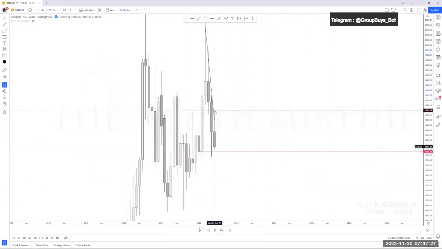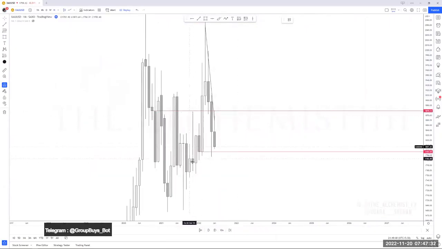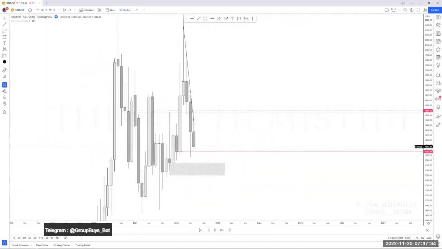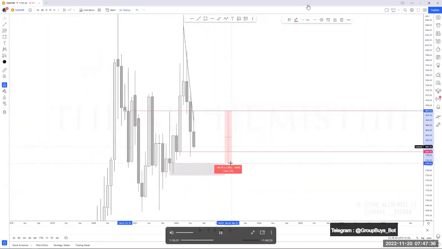So which means if you take a sell here, where is your next target? Here, the next monthly support. So just think of it. How much is the pip count?